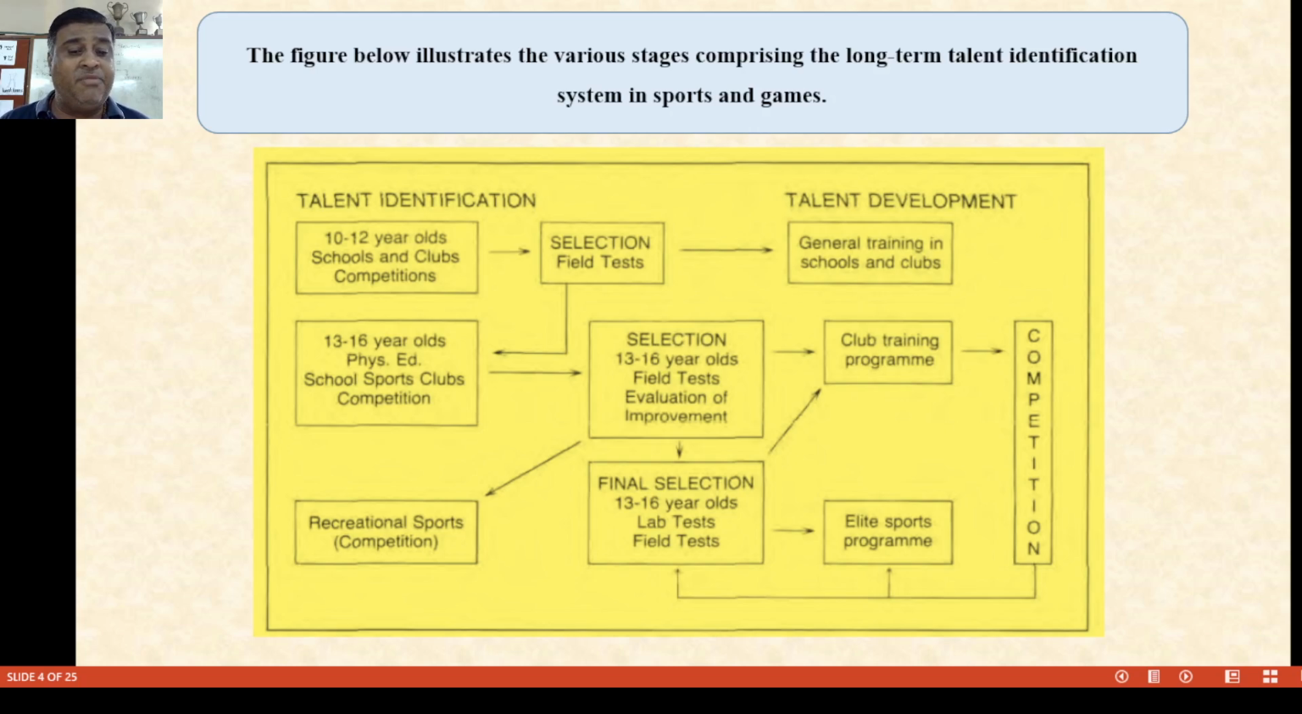They might be going from clubs according to their competitions. Selections are made on the basis of field tests and evaluation of their improvements, and after that club training programs can be developed. Sometimes they go for recreational sports and different types of competitions. After that, the final selection at 13 to 16 years is on the basis of lab tests and different types of field tests. According to these they can develop their sport through an elite sports training program, and at last they go for different competitions according to their sports program parameters.